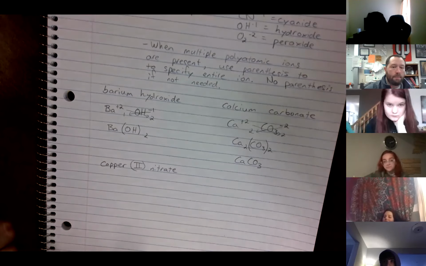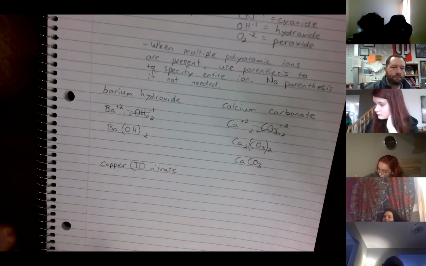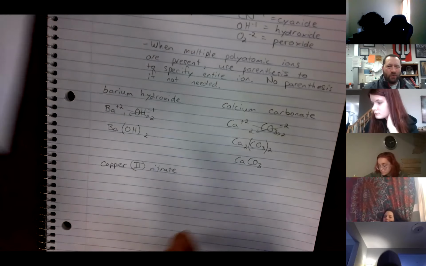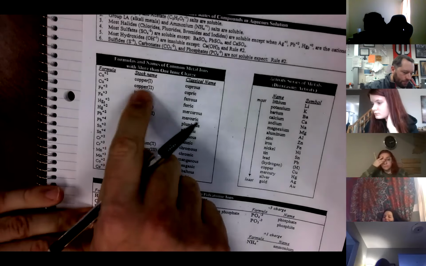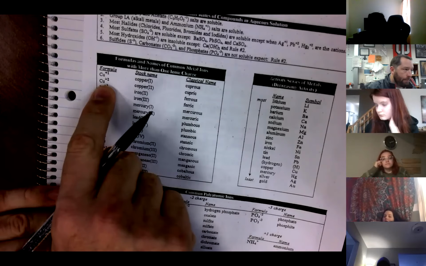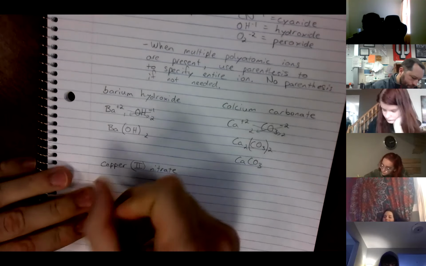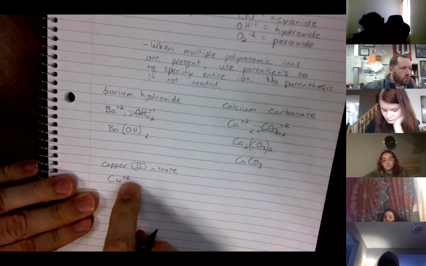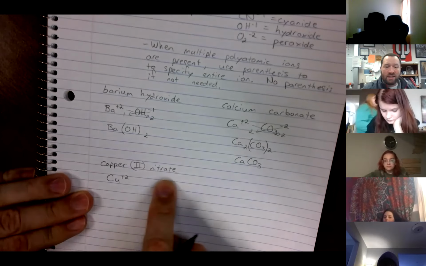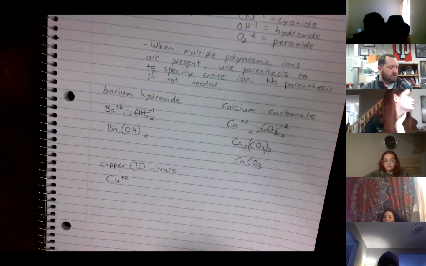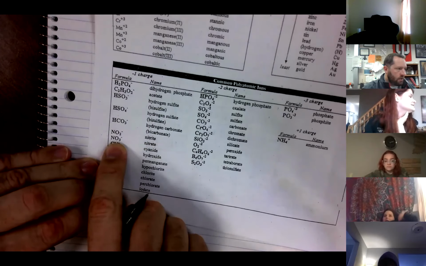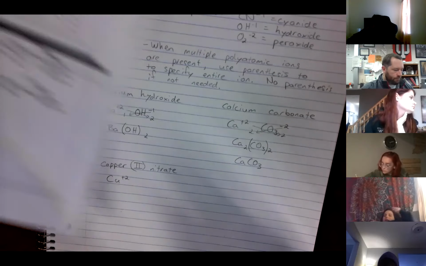Copper(II) nitrate. Well, I'm pretty confident I know what those Roman numerals are, but always good to double check. Copper(II) means it's copper with a +2 charge. So here's my copper(II). Nitrate, the ATE at the end lets me know I'm working on the back of the periodic table here. Need to look up nitrate. There it is. NO3, just a -1 charge.